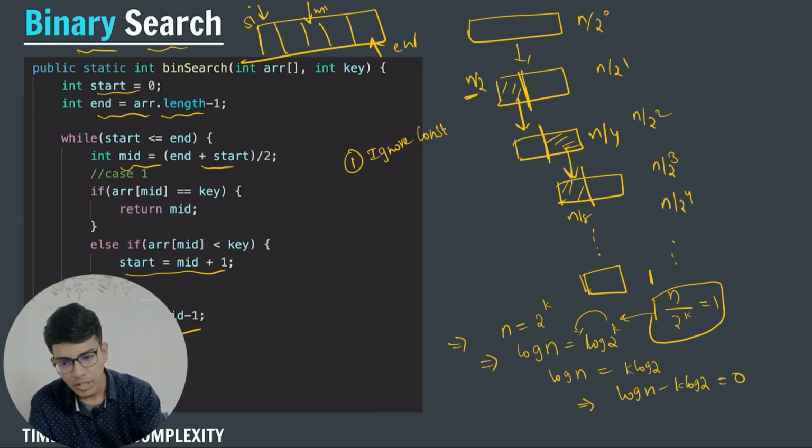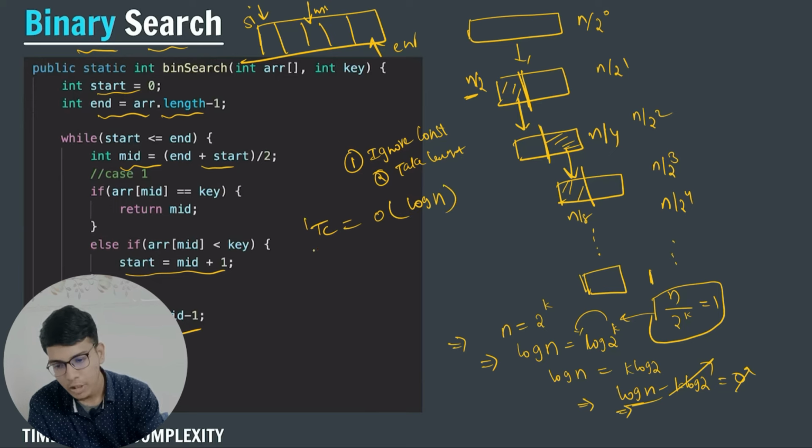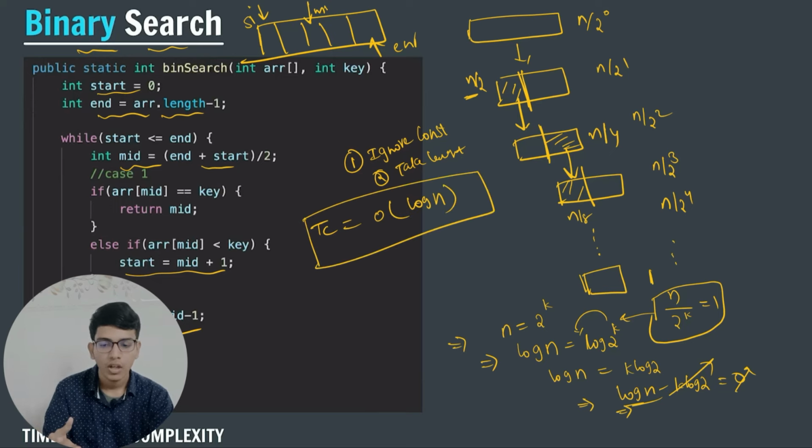And second one is, we will take the largest sum, largest element, largest term, or whatever you can say. So here, this is a constant term. We'll ignore all the constant terms. So my time complexity will become log n. So my time complexity for binary search is log n. So this thing will give me time complexity as big O of log n.